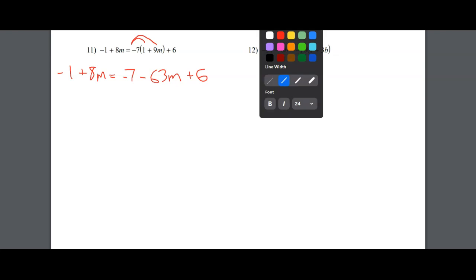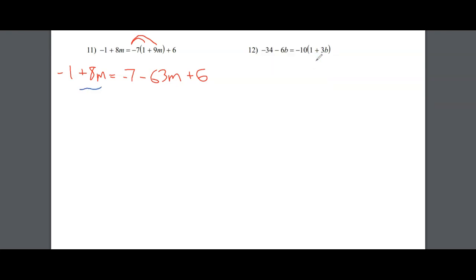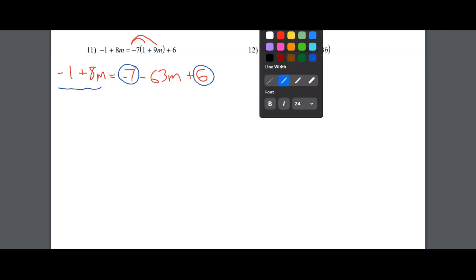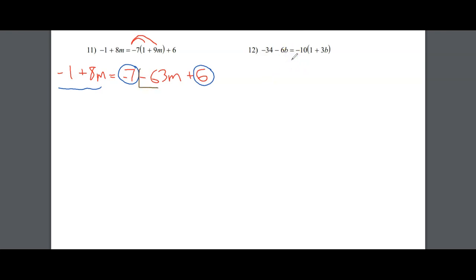So we already talked about there's nothing to combine on the left-hand side. But let's see if there's anything on the right-hand side. So I have a negative 7. That's just an integer, so I'll circle that in blue. 6 is just an integer, so I'll also circle that in blue. And we have negative 63m, which is a variable term, so I'll put that in a brown box.